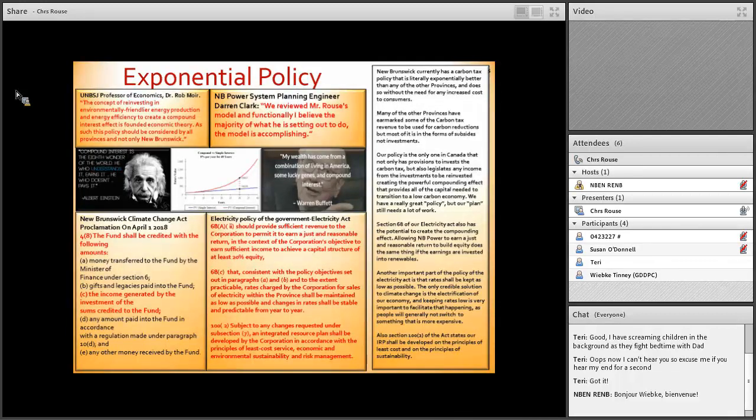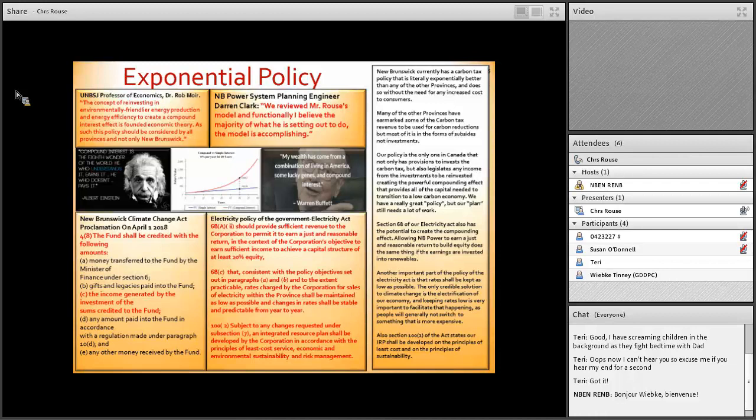We have another piece of legislation called the Electricity Act that also has the potential to create a compounding effect. And you can see that in the middle bottom. It says that NB Power should be able to earn sufficient revenue to earn a just and reasonable return, in the context of the corporation's objective to earn sufficient income to achieve a capital structure of at least 20%. If those earnings are invested in renewables, it will have the same effect as our Climate Change Act.